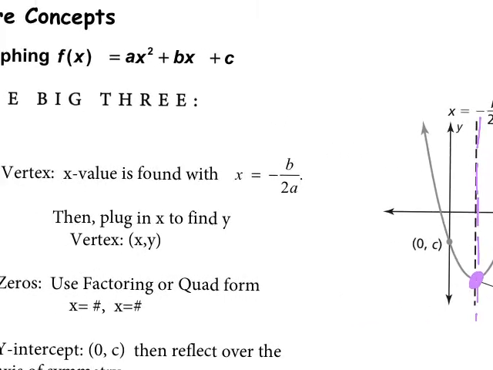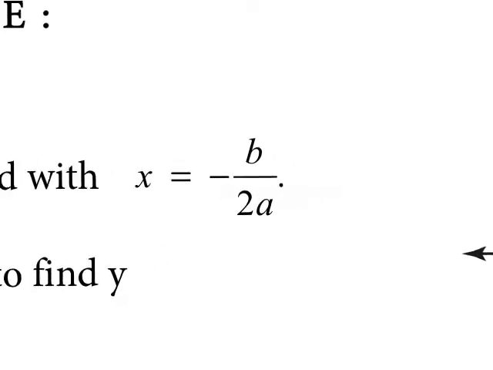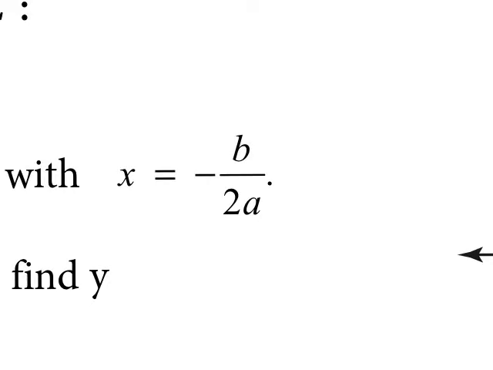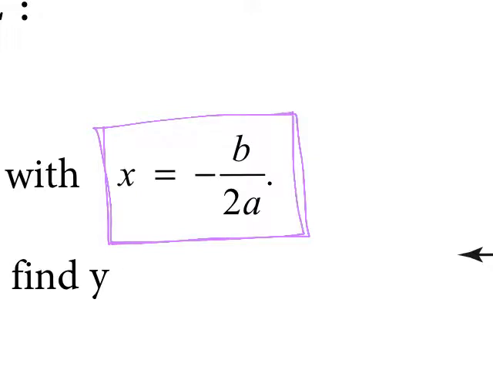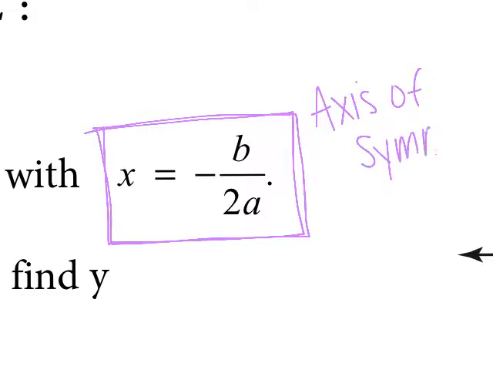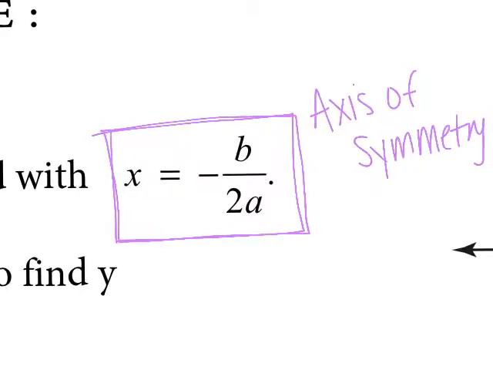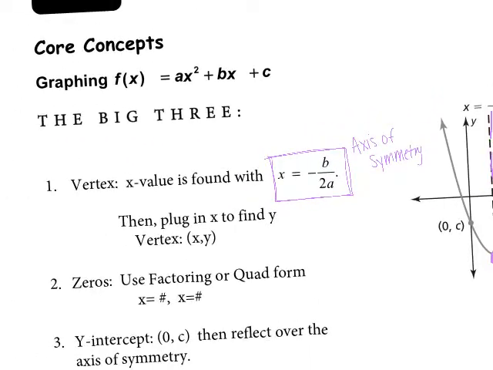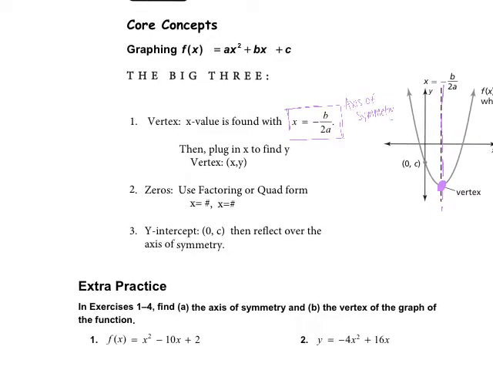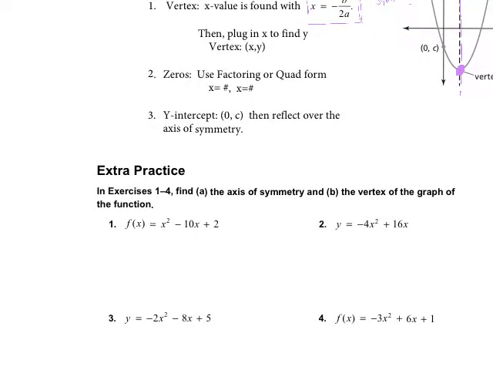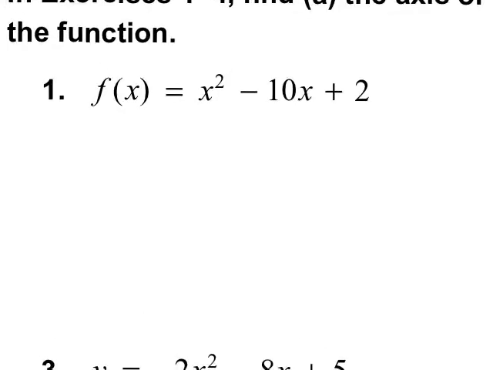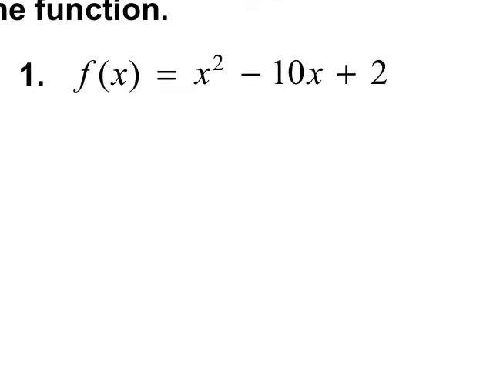Okay, so if we go over here, our equation right here, x equals negative b over 2a. This equation is the equation for our axis of symmetry line. Okay, that is our axis of symmetry line. Okay, so instead of just kind of thinking about it abstractly, let's do an example. So let's go down here to number 1 and find our axis of symmetry line.